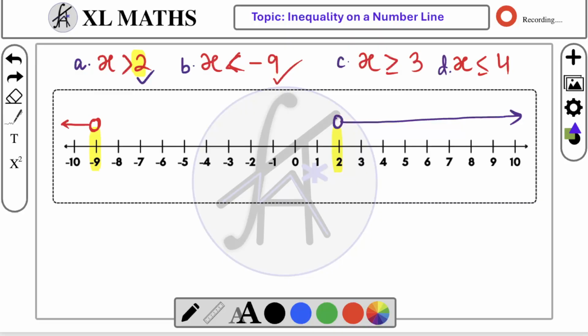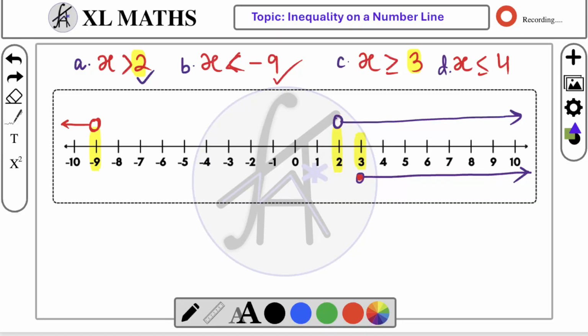x is greater than or equal to 3. Locate the number. The number is 3. Where is it? Here. Okay. Let's draw the circle. The arrowhead points towards the right. We did that. Empty or full? It is full. Don't forget.